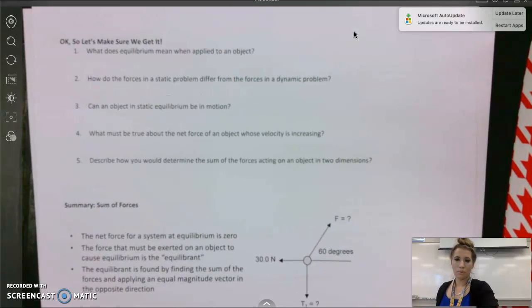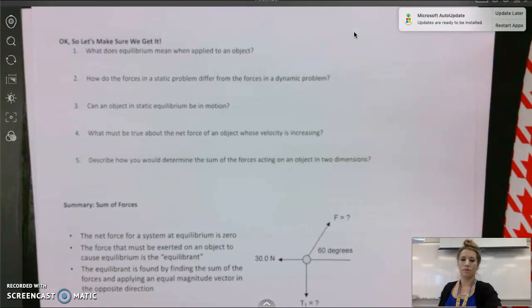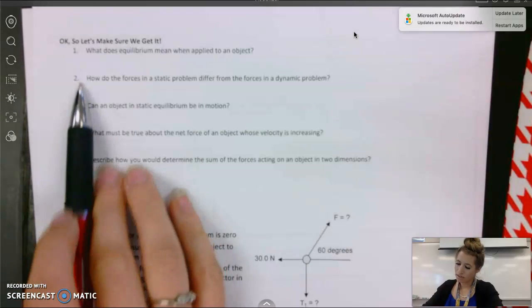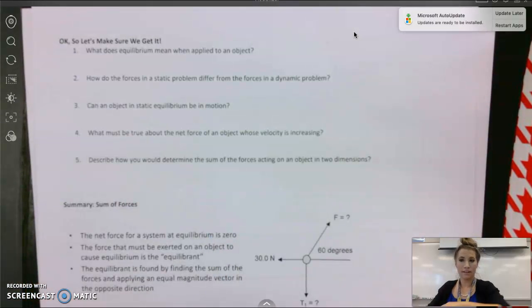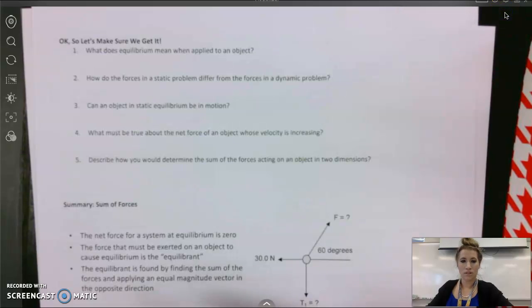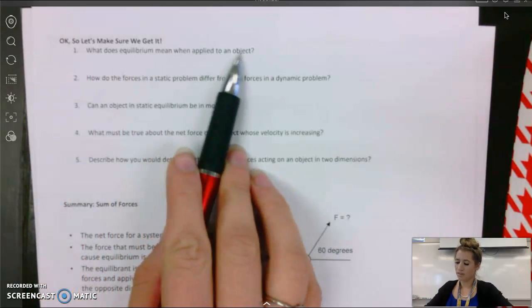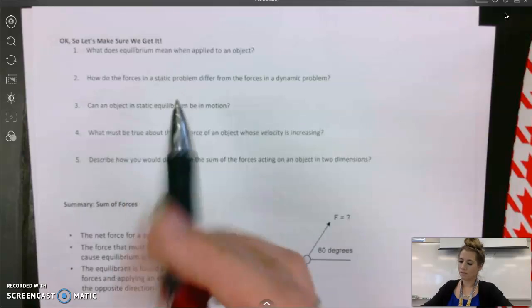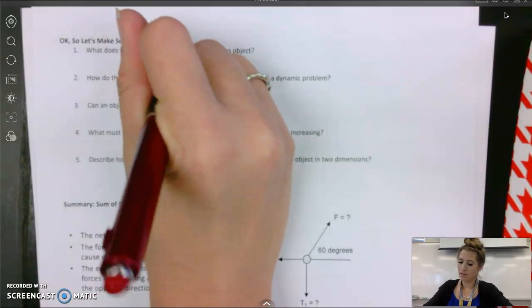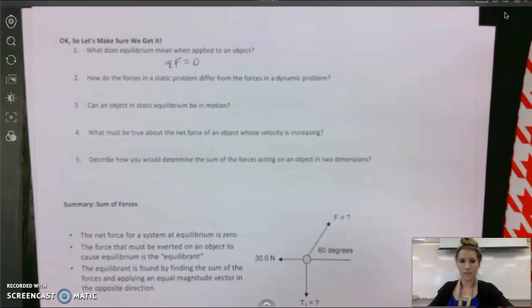So what does equilibrium mean when applied to an object? So take a moment, hit pause, answer these questions, and then come back and play the videos, and let's talk through that, okay? What does equilibrium mean when applied to an object? Equilibrium means that the sum of the forces are equal to 0.